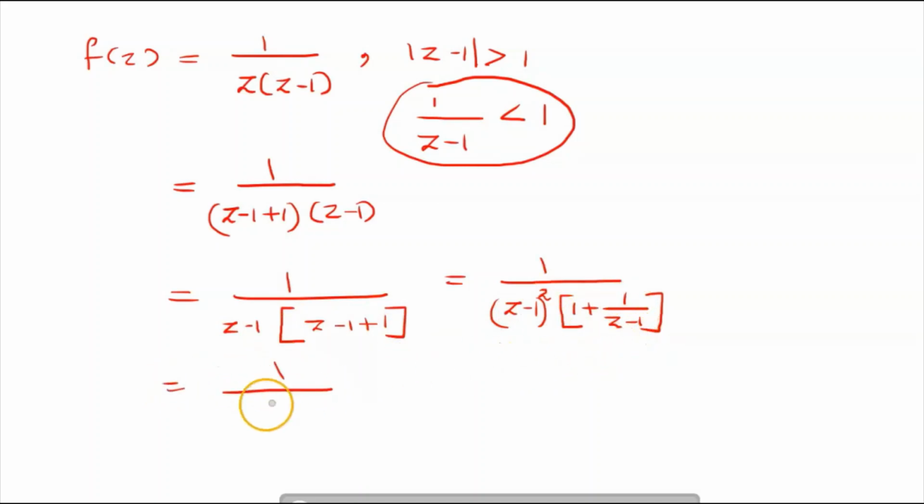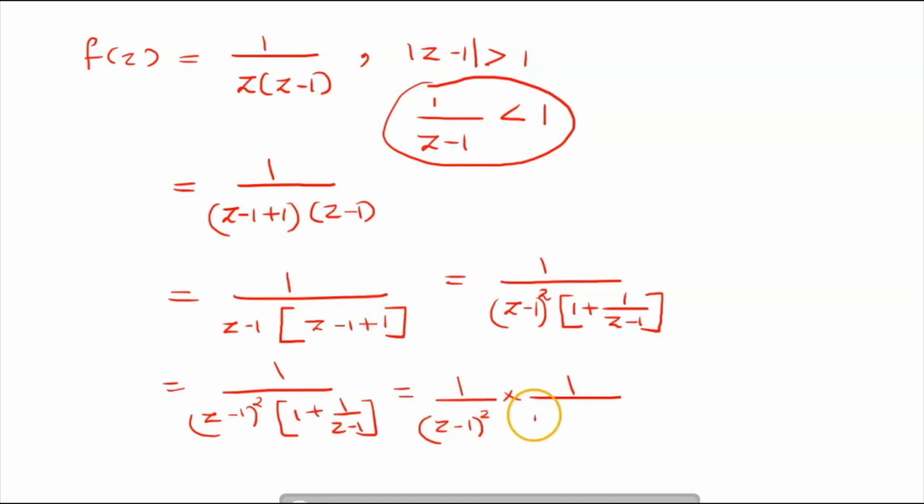So what do we get? 1 by (z minus 1) whole square, and this is 1 by 1 plus 1 by z minus 1. That is, we can write it as 1 by (z minus 1) all square into 1 by (1 plus 1 by z minus 1). We know that 1 by 1 plus x is 1 minus x plus x square minus x cube, etc.